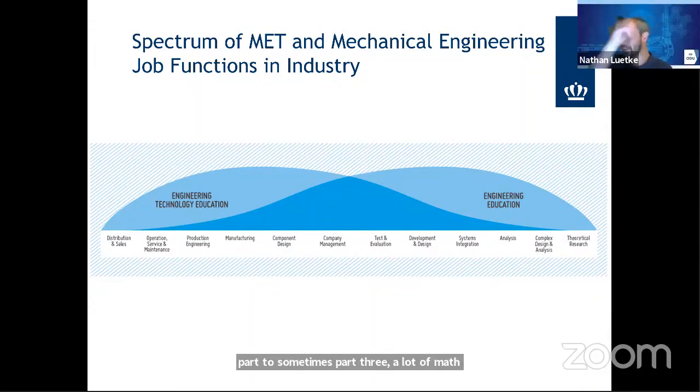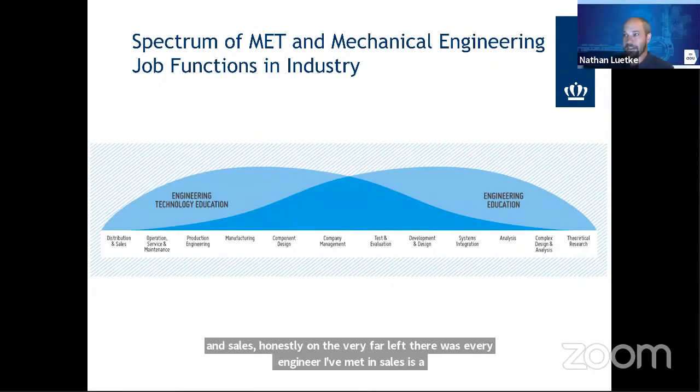Engineering technology graduates take Calculus 1. And then we have a course applying that, but you don't get too advanced because, again, you don't need so much. Now, on that distribution in sales, honestly, on the very far left there, almost every engineer I've met in sales is a mechanical or electrical engineering graduate, not an engineering technology graduate.